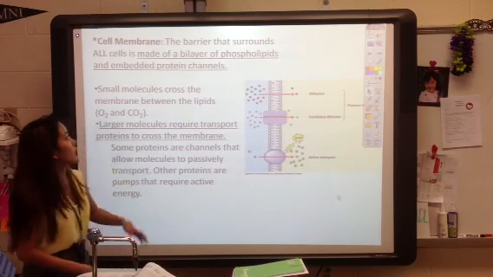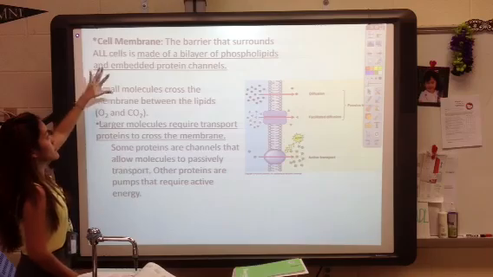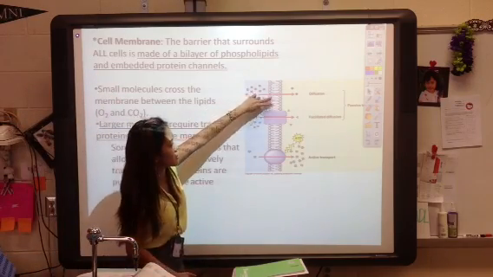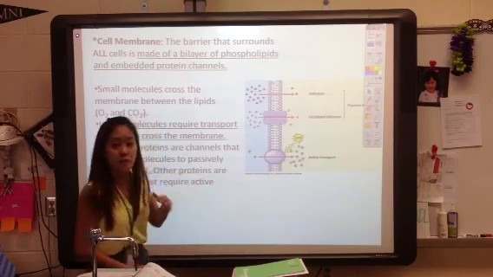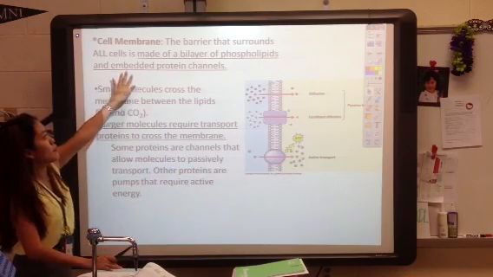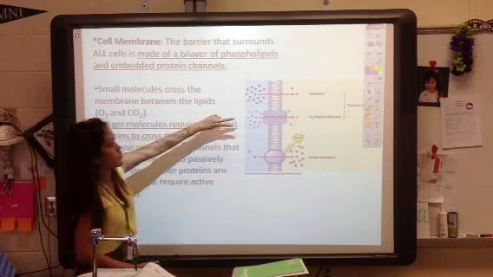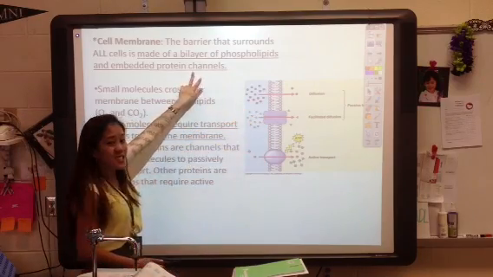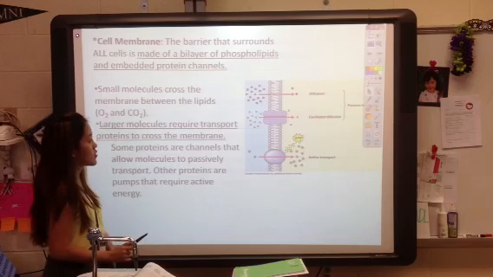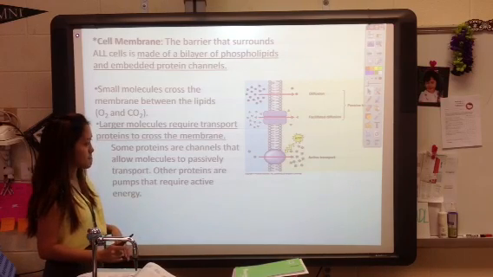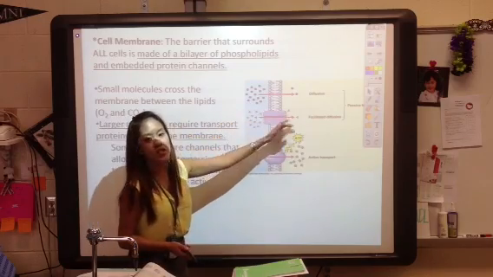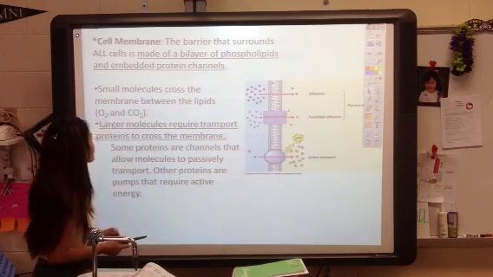So the cell membrane is a barrier that surrounds all cells. It's made of a bilayer, 2 layers of those phospholipids. Here's the same type of picture of the cell membrane. It's just kind of a little more simplified. And embedded protein channels. So here are our proteins. And what is a channel? A channel is like a little waterway, okay? If you think of rivers and lakes, a little stream of water, that's just letting it in and out.